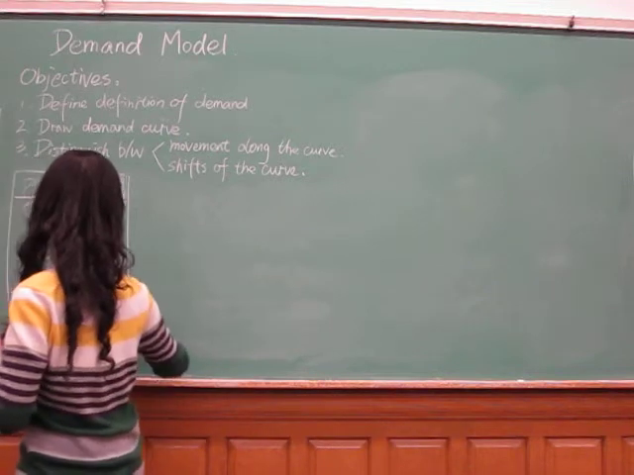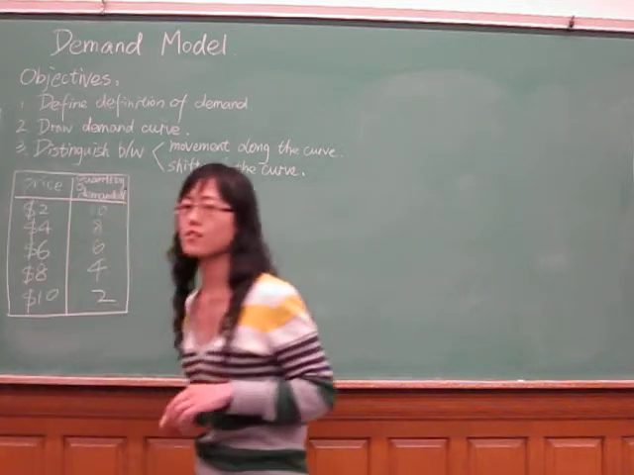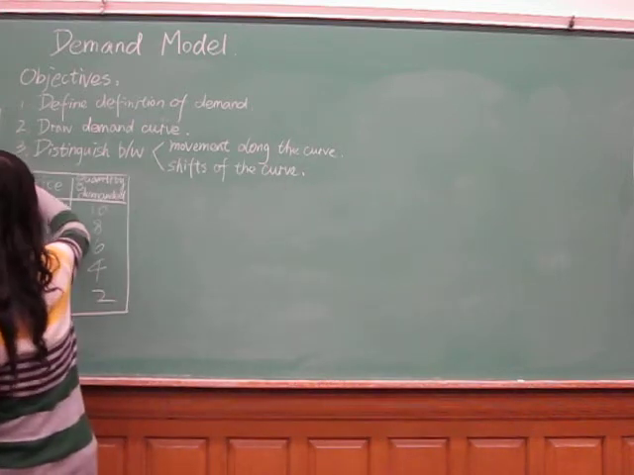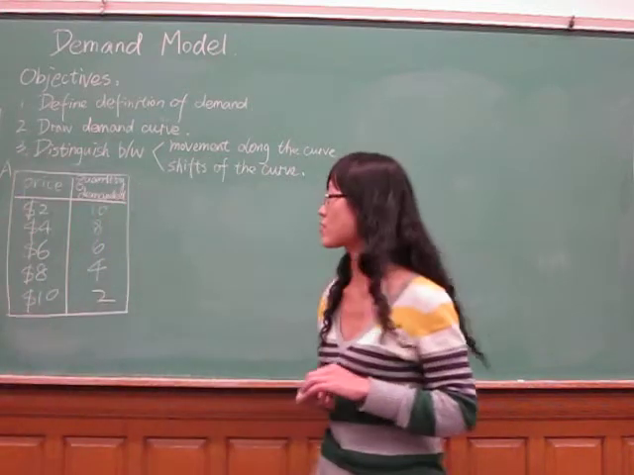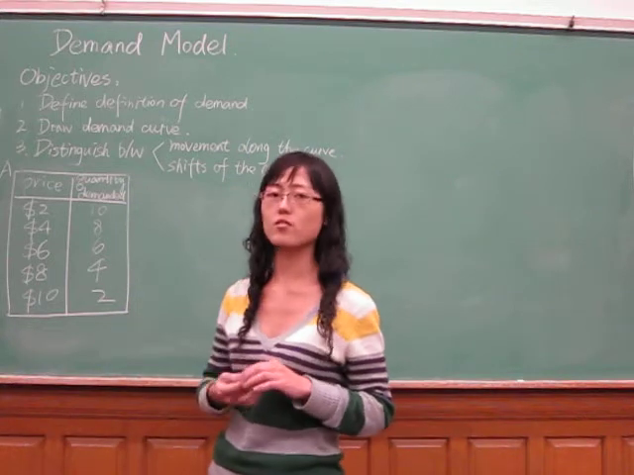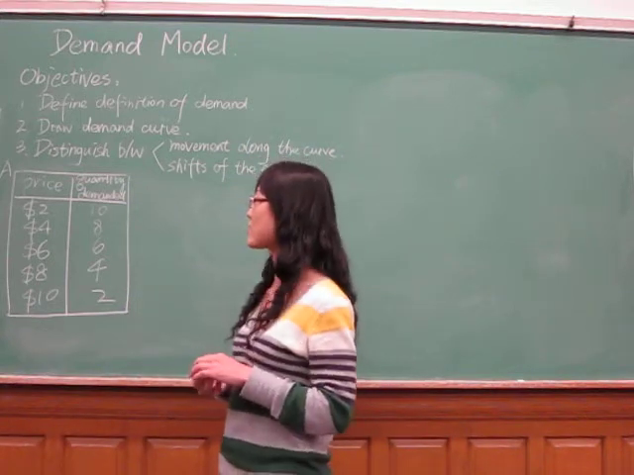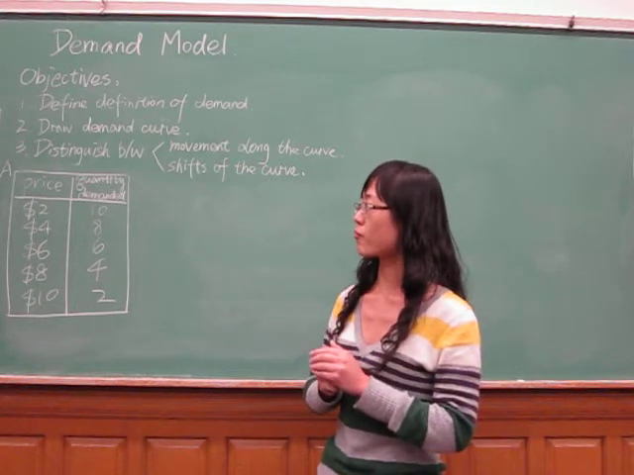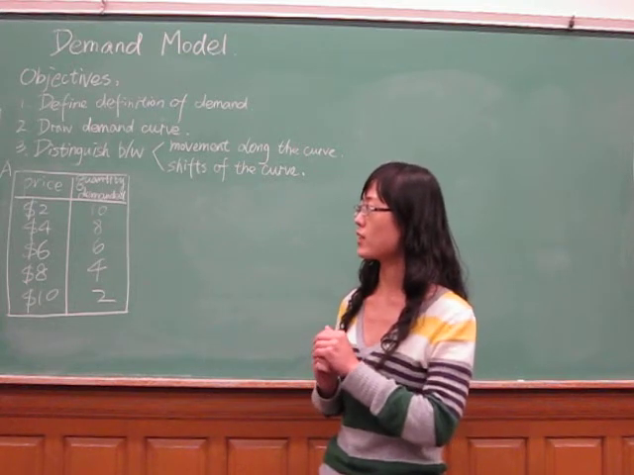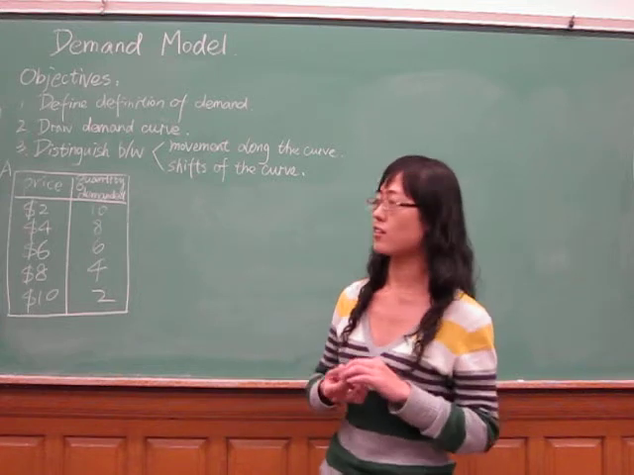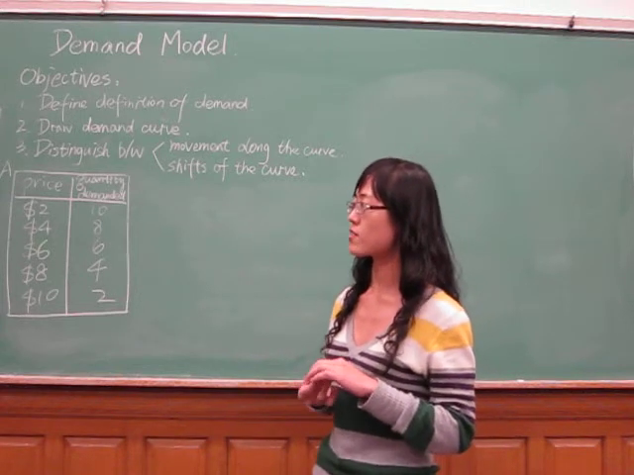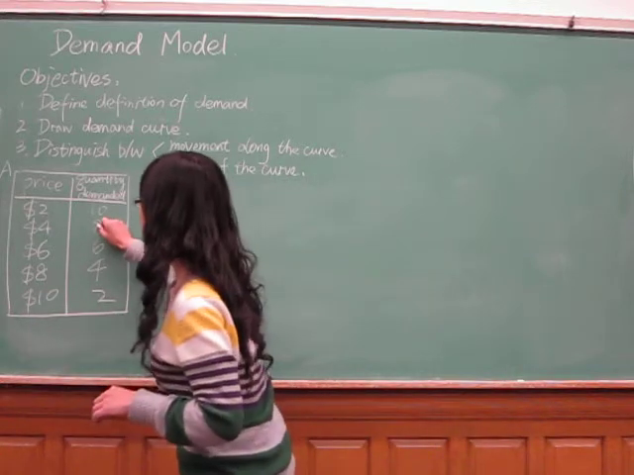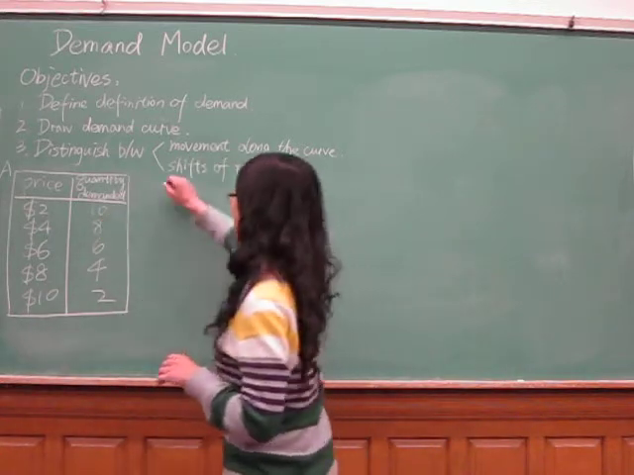Now we have made a table. It is called an individual demand schedule for that person A. It's a table that shows the relationship between price and quantity demanded. It tells how many units of a good the individual consumer wants to buy at given prices. Now let's draw it as a graph.